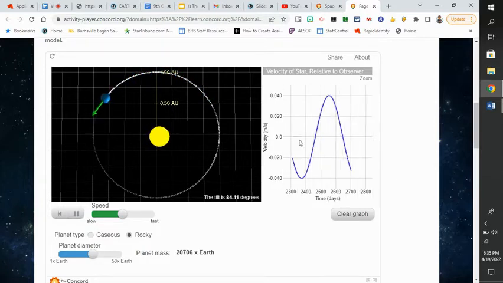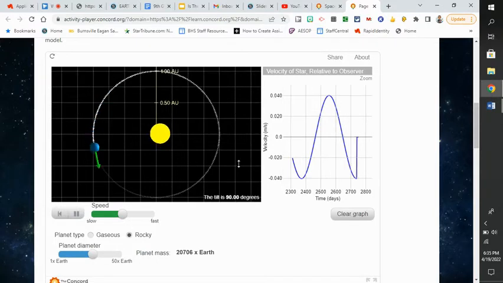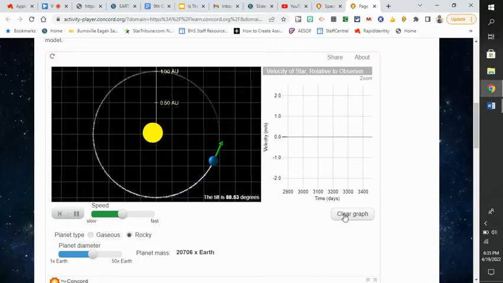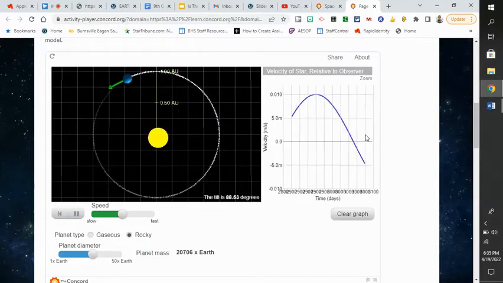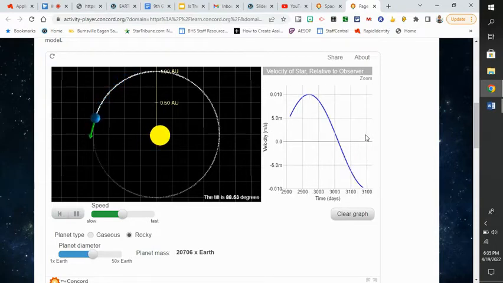It's still too much. See if I can decrease the amount of tilt. I don't want it all the way gone. Clear graph. Let's see what happens. I'll click zoom. Yeah, it's still, well, that's pretty close. That looks pretty good. If you look at the parameters, that's not bad.